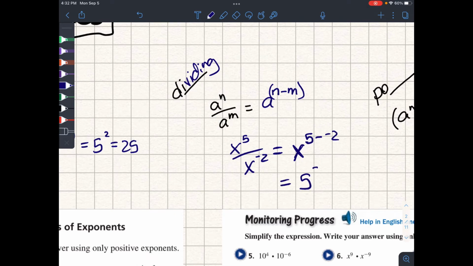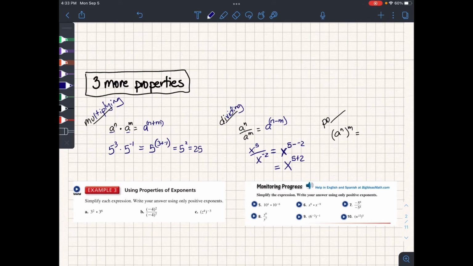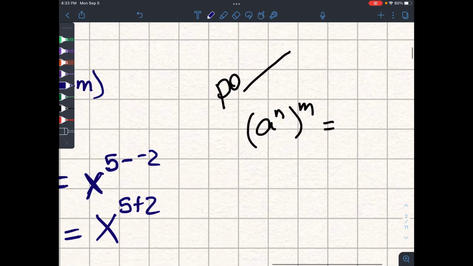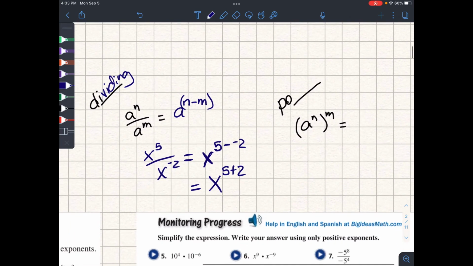So 5, oops, working too fast there. 5 plus 2. Hurrah. One more. Hopefully you're still able to focus. Hanging in there. This last property is called the powers property.